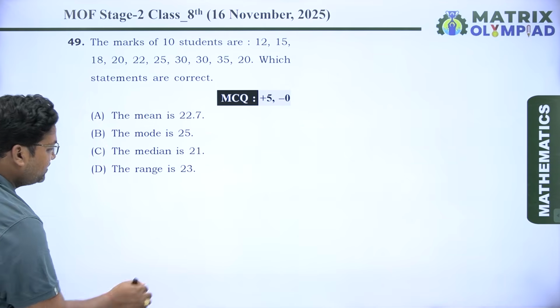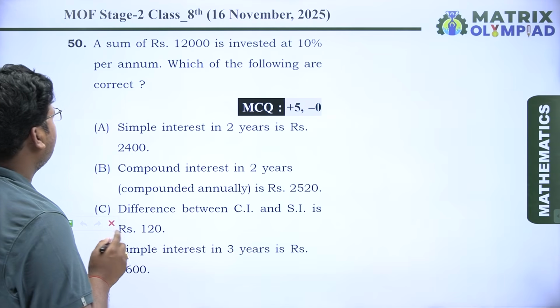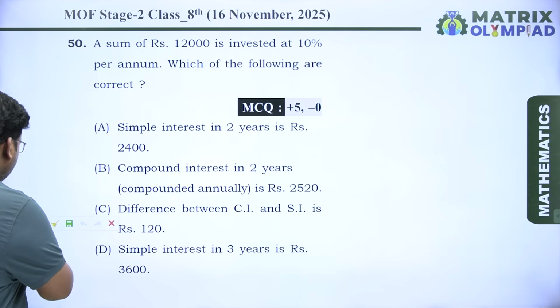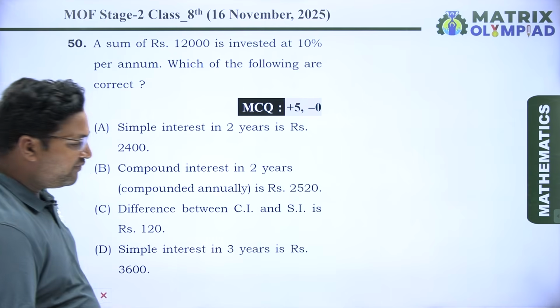Now coming to the next question. The next question is, a sum of rupees 12,000 is invested at 10% per annum. Which of the following are correct? So first is, simple interest in 2 years is rupees 2,400.